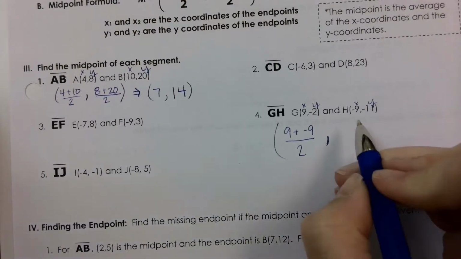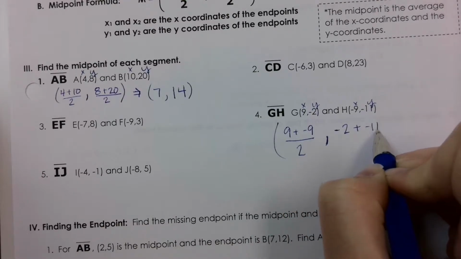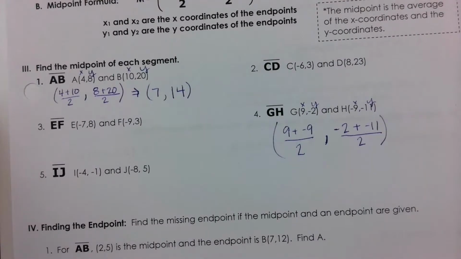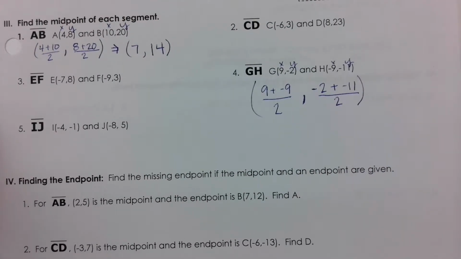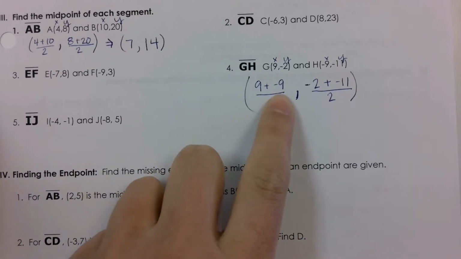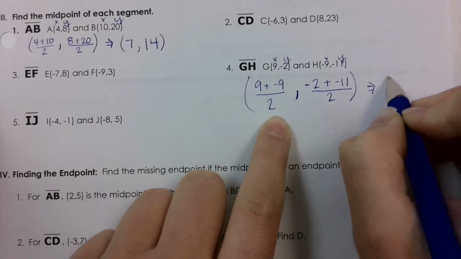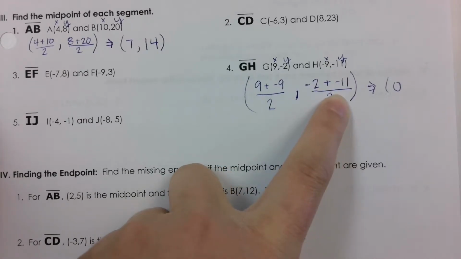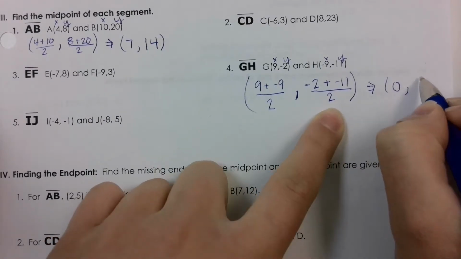What are the y values that we're adding together? So negative 2 plus negative 11. And what are you dividing by? 2. Is that okay? Yeah. No, it's just one ordered pair. So 9 plus negative 9, what do you get? 0 divided by 2? 0. Then we've got negative 2 plus negative 11. And what's negative 13 divided by 2? So we could write negative 6.5.